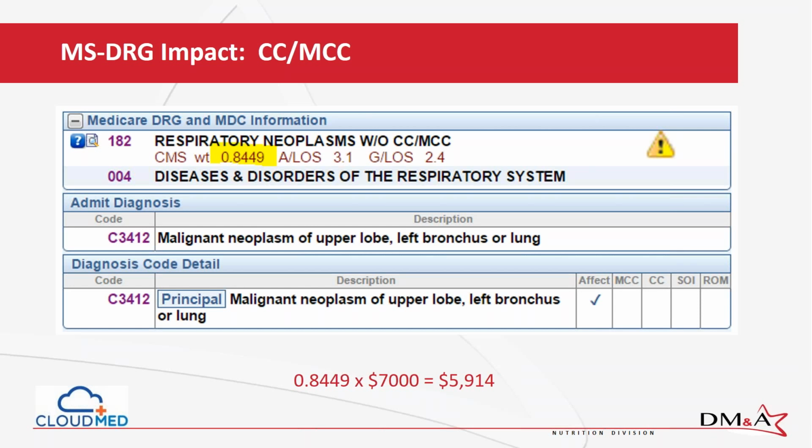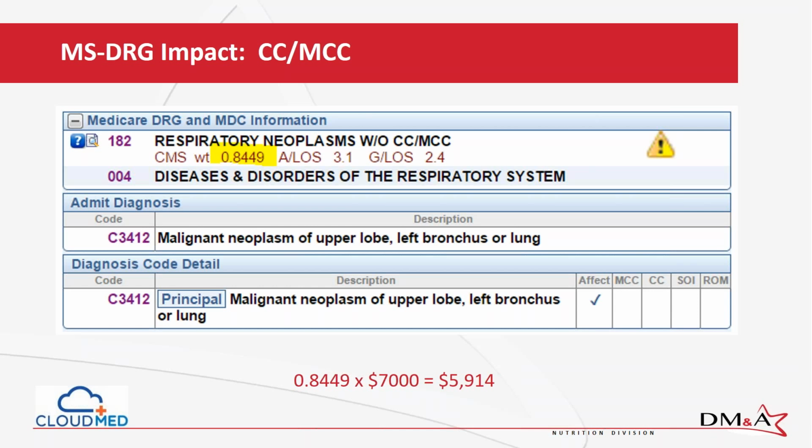And the reason there's this really, really complex calculation, but every hospital every October gets this rate that is assigned to them. And so it's that rate, and I'm using, for example, $7,000 times that relative weight of 0.8449 equals what the expected reimbursement would be for the DRG on that inpatient encounter. So again, this is a neoplasm of the lung case without any complications or comorbidities.